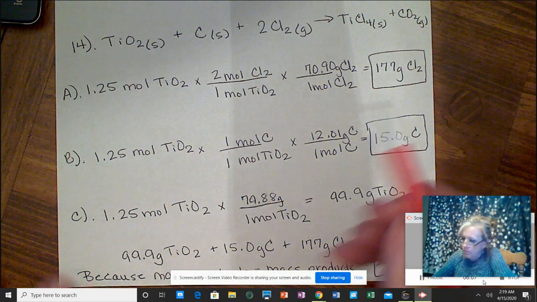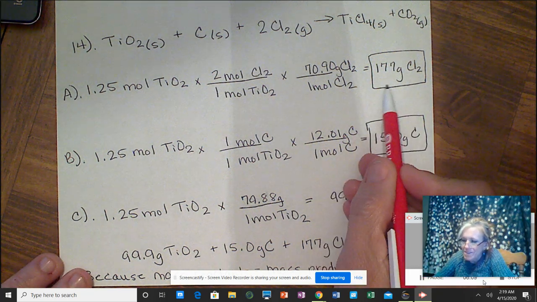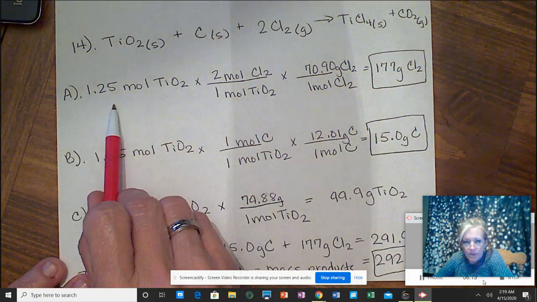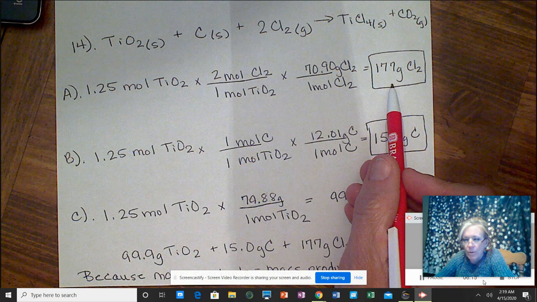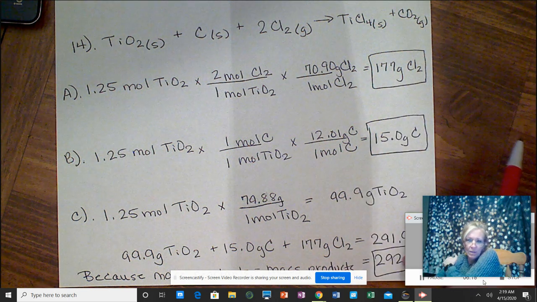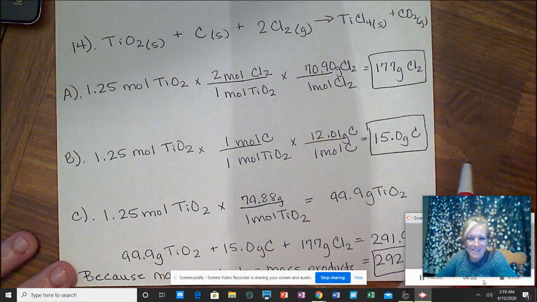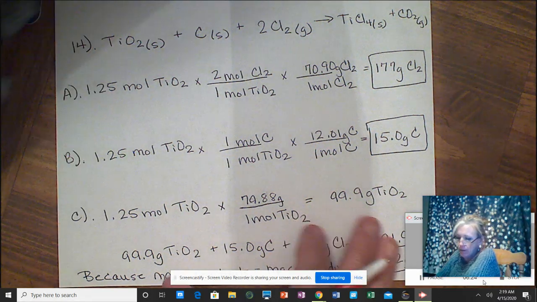All right. Do the math. We end up with 177. It was not an even number, but we only want 3 sig figs. So we round that to the proper sig figs, which is 177 grams of chlorine. Okay? Chlorine's diatomic, so don't forget that Cl2.